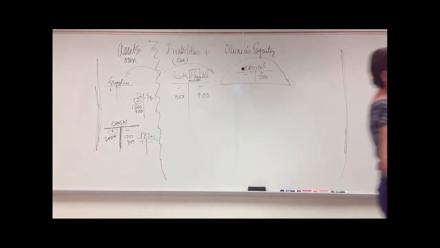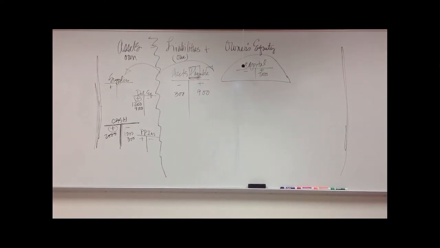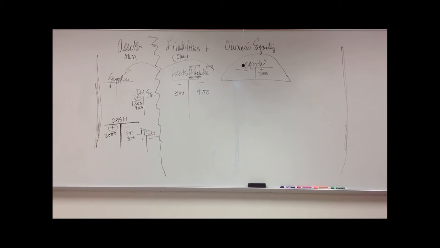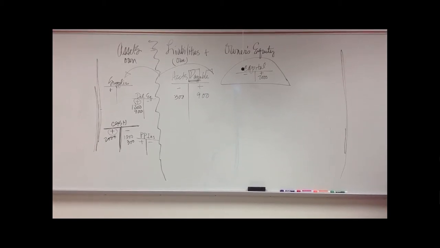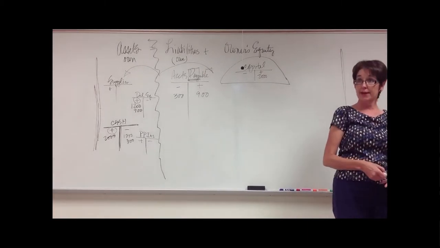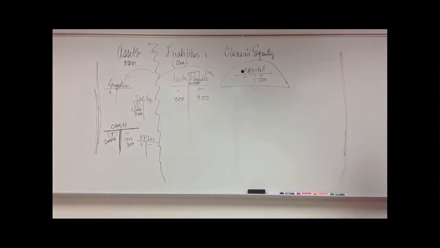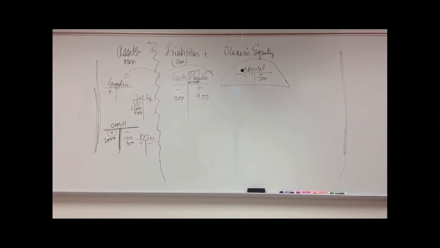All right, let's do another couple. Ashley went out, made some deliveries, and she was paid in cash. That's a good thing. You like to be paid in cash. Cash is good. She made $500 worth of deliveries.